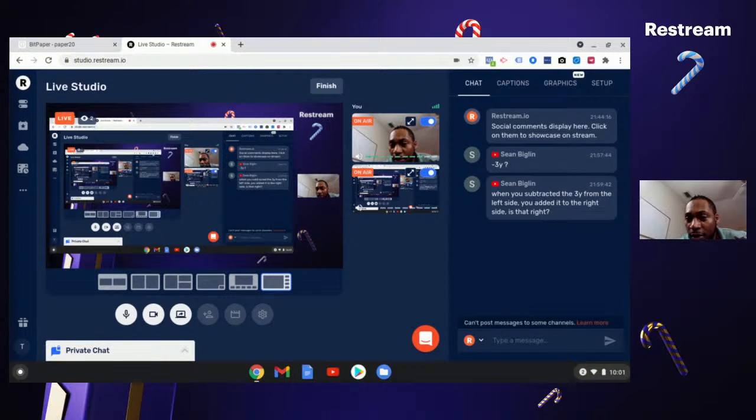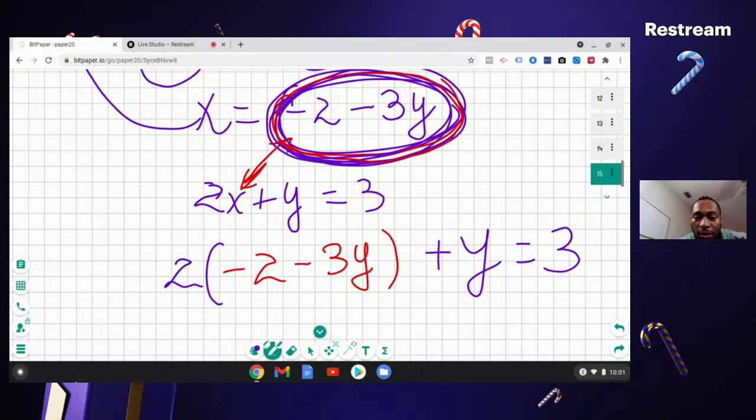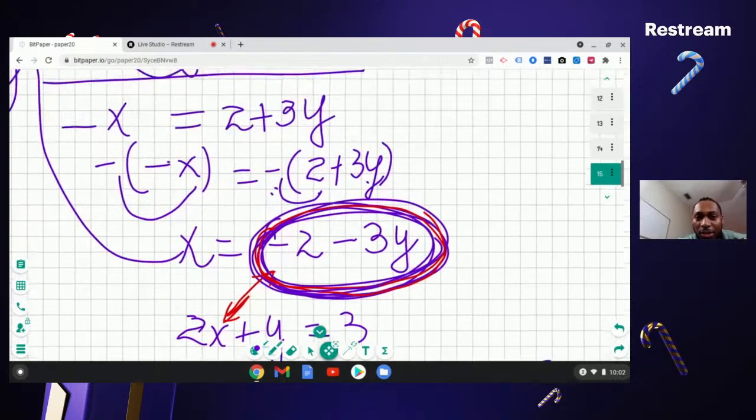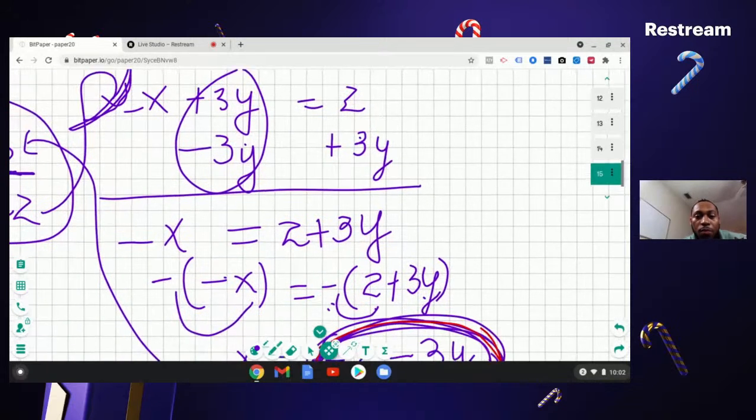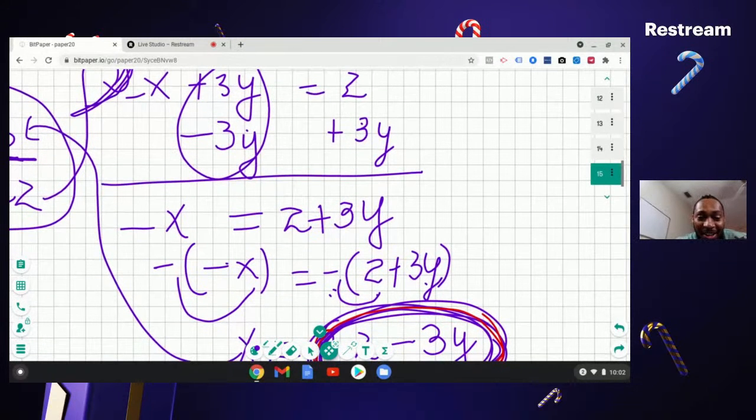Negative 3. What, you subtracted the 3? Oh yeah. So let me see. Sean, I'm trying to see if I made a mistake. So, oh, my bad. Yes, sorry. Thank you for catching that. I don't know why I added 3, but thank you for catching that. I know eventually we would find that we made a mistake. All right, so it's negative 3, not positive 3. Negative 3 here. Thank you, Sean, for catching that. Negative 3.